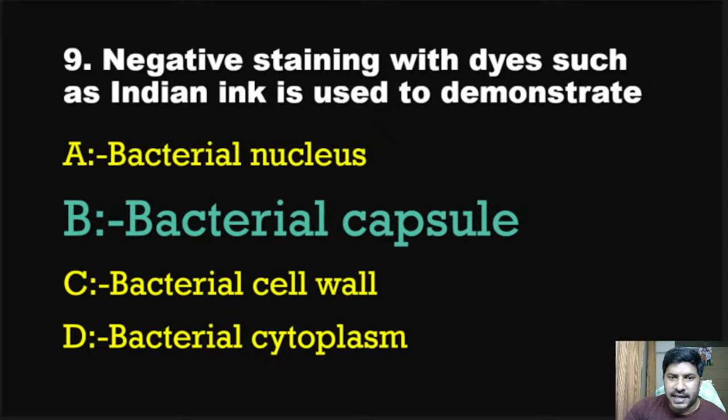India ink is the classic example of a negative stain. It will turn the background dark brown to black, leaving the clear, bright cells unstained and highly visible. While using India ink, it will produce a dark background and the bacterial capsule will be visible clearly.